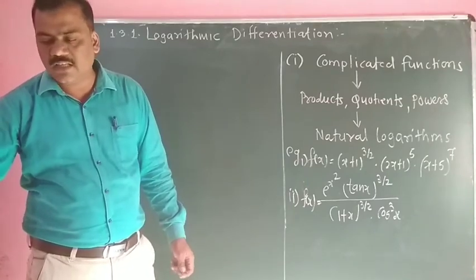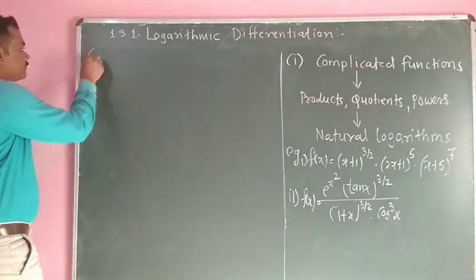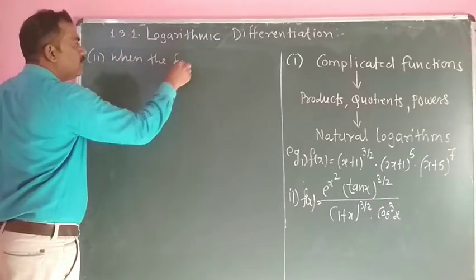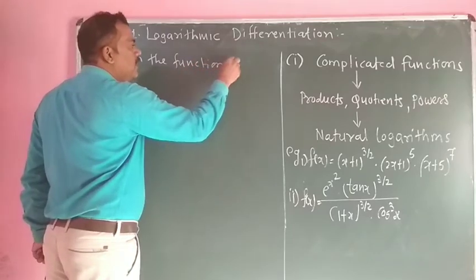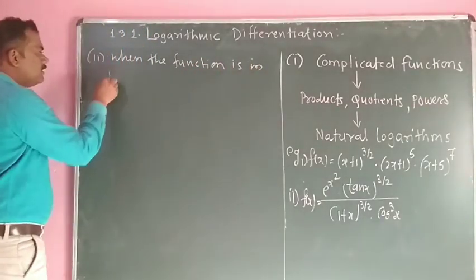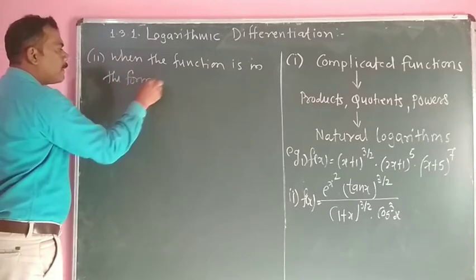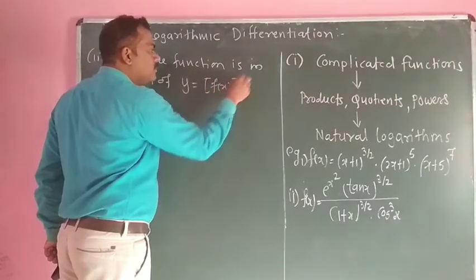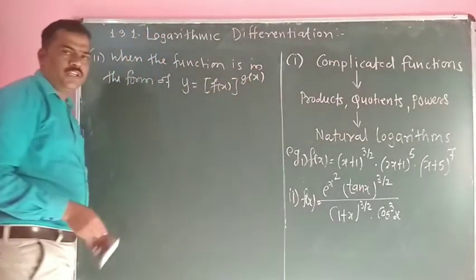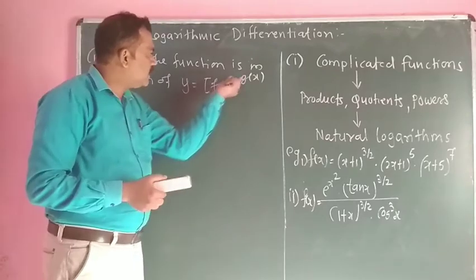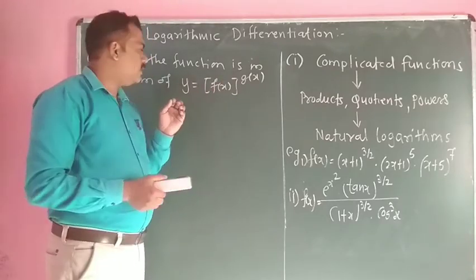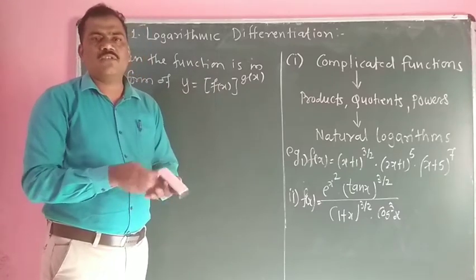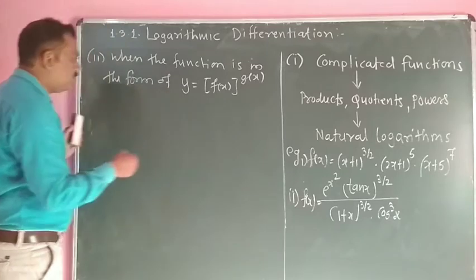The second type of function is when the function is in the form of, suppose that y is equal to f of x raised to g of x. Means when the function is given in the form of function raised to function, by taking the log on both sides we can easily simplify.